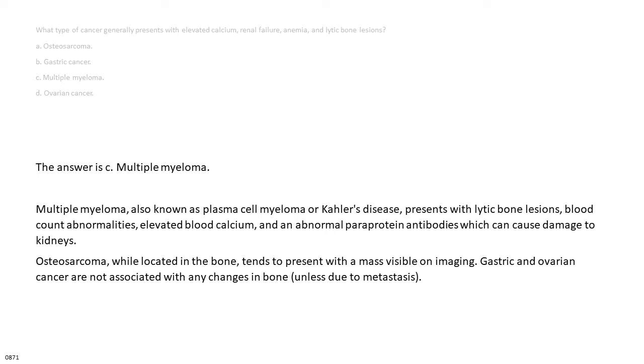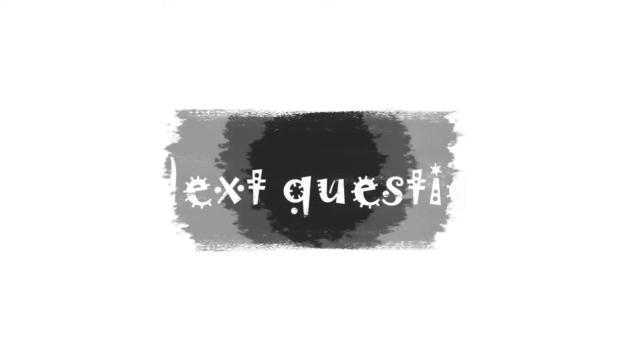Osteosarcoma, while located in the bone, tends to present with a mass visible on imaging. Gastric and ovarian cancer are not associated with any changes in bone, unless due to metastasis.